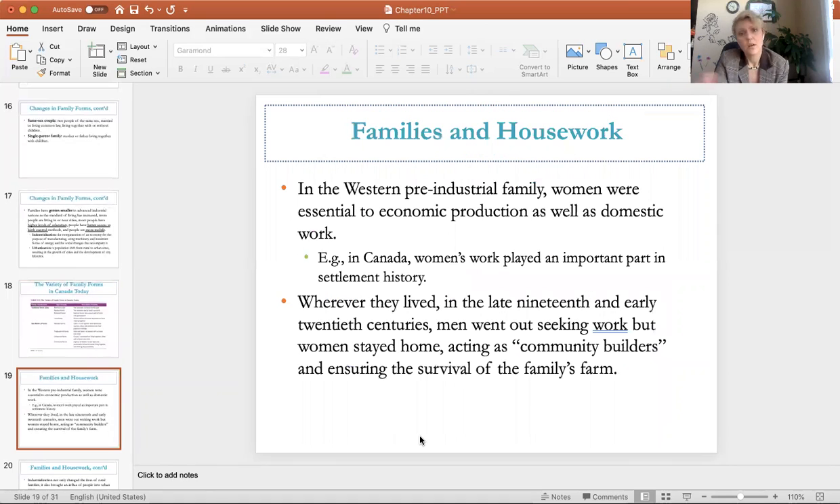So why is this important? Well, again, we have to think about the impact on domestic work. Who does, you know, today there are all kinds of articles you can read about the fact that men are really trying to share the load in the household.